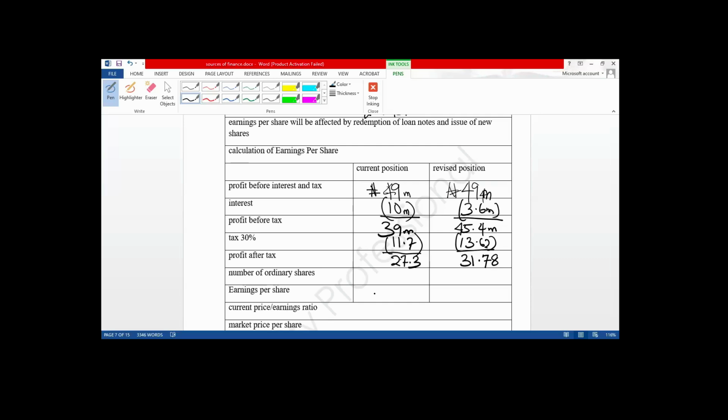Earnings per share is calculated as the profit after tax divided by number of ordinary shares. So we have gotten profit after tax. What is the number of ordinary shares before the rights issue?